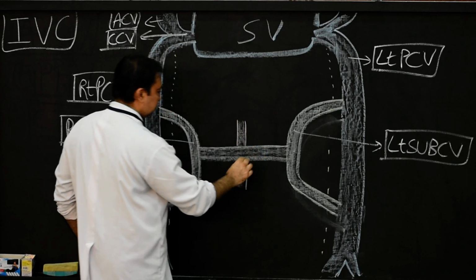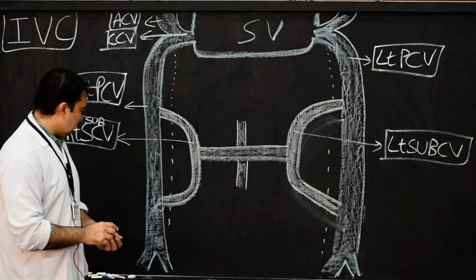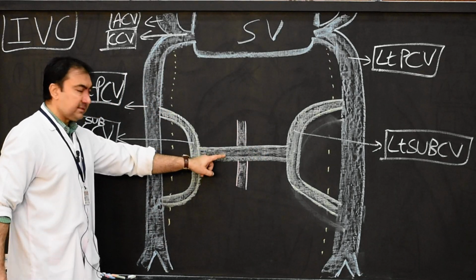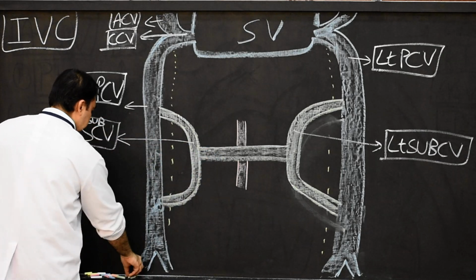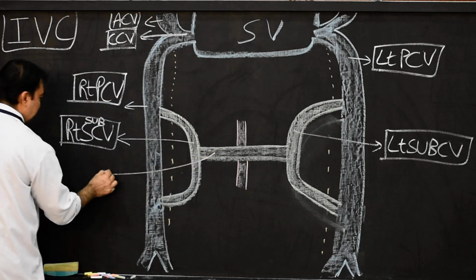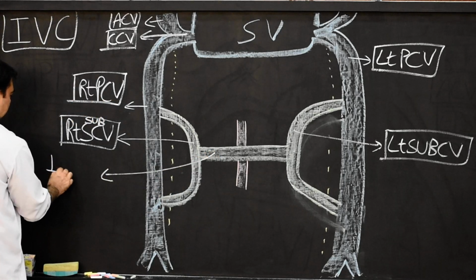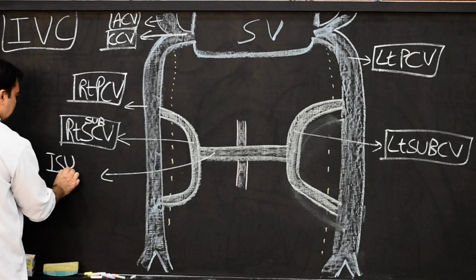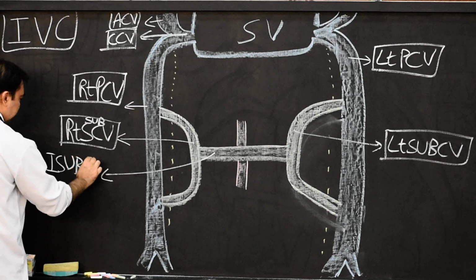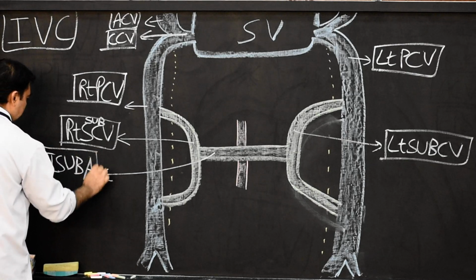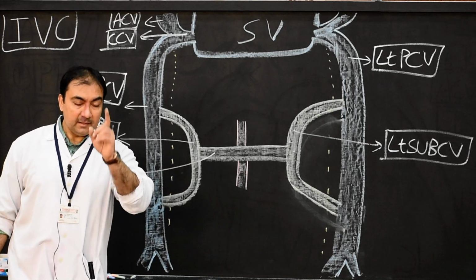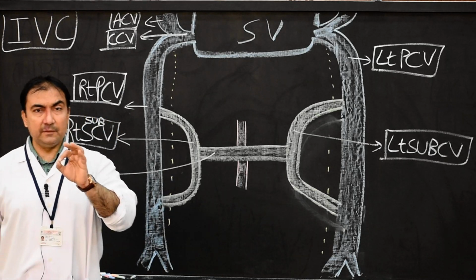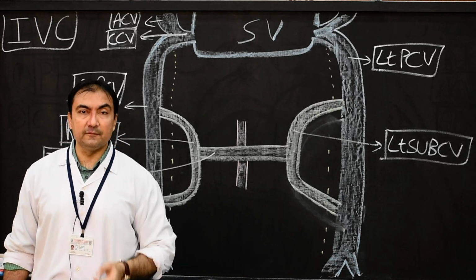This is the aorta. So this is the intersubcardinal anastomosis, the pre-aortic anastomosis, and here we need to write it down: intersubcardinal anastomosis. Intersubcardinal anastomosis. And now the last structure to develop from the right subcardinal vein.